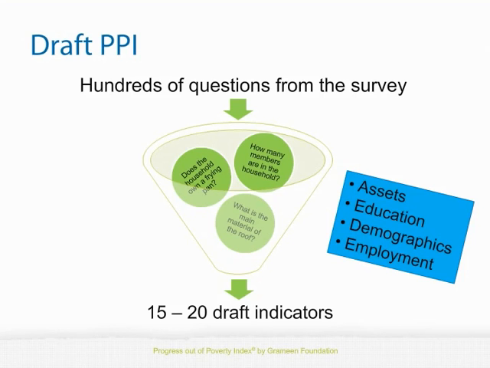Once the data is obtained, Grameen Foundation's partner, Mark Schreiner, developer of the PPI, completes the relevant analysis to determine the 15 to 20 indicators to be used in the draft PPI survey. The indicators generally include information about assets, education, demographics, and employment.